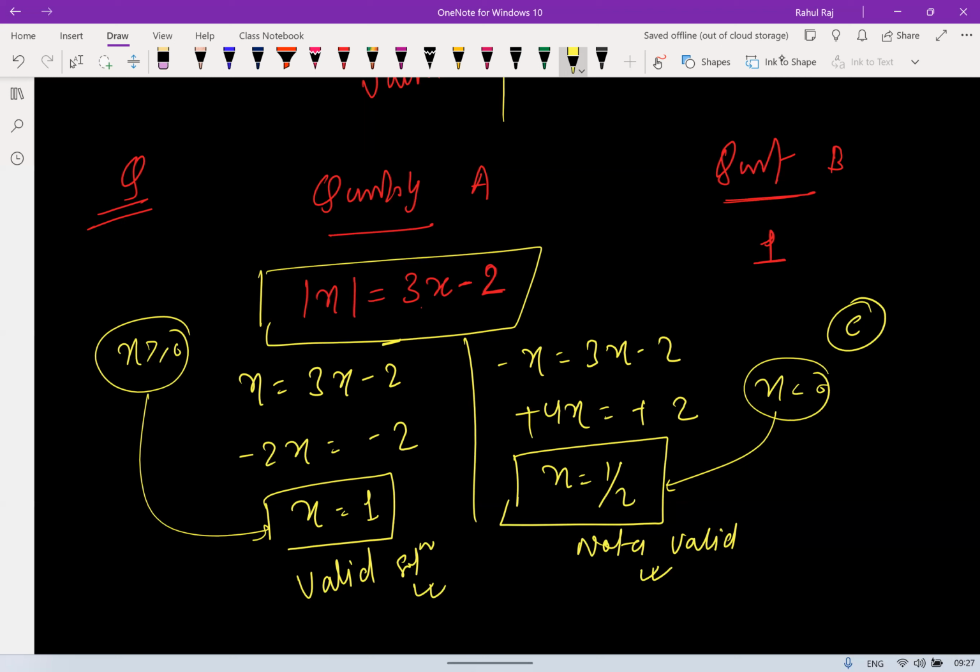It's all up to you. Either you check validity by putting directly here, or if you're solving with the proper rule, you will get to know over there itself that for x less than 0, x is equal to half can never be a valid solution. Or simply solve and plug in the values in the main equation and see whether LHS is equal to RHS or not. So this is all about when mod is on one side of the equation, Alexa. Agreed? Yeah. Now when mod is on both the sides of the equation, Alexa.